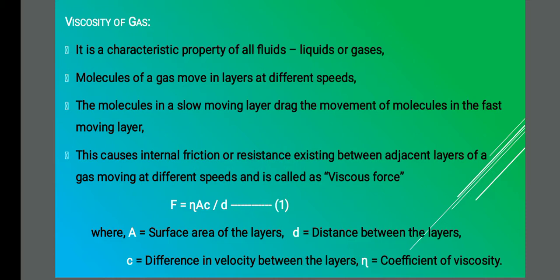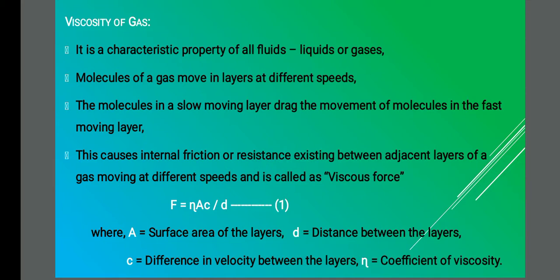I'll repeat. So the viscous force is given by the formula F is equal to eta AC divided by D. Here, eta is the coefficient of viscosity, A is the surface area of the layer, C is the difference in velocity between the layers, and D is the distance between the layers.